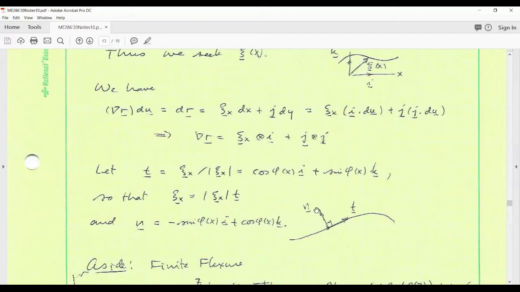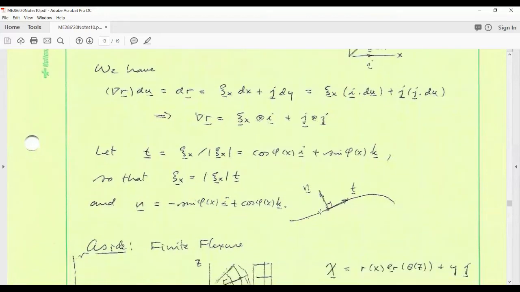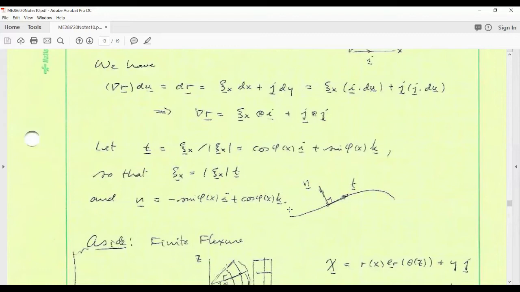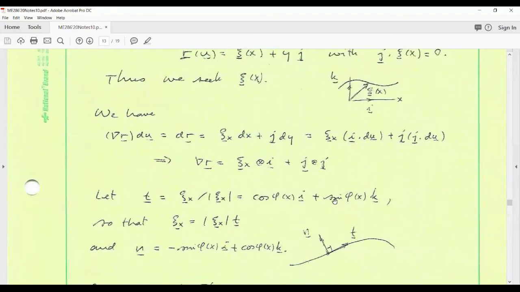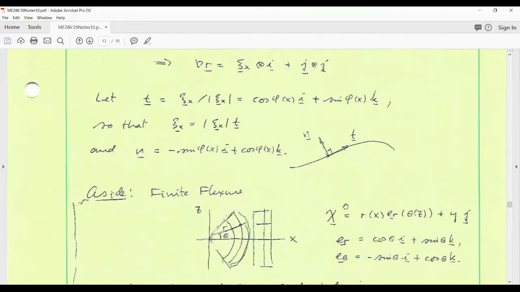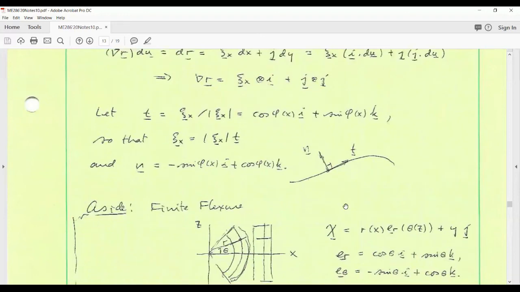The normal to the surface, which we discussed before, we obtained using the Piola-Nanson formula. The normal is just this in terms of the same angle phi. This is k cross t, n is k cross t. Sorry, actually it's minus j, coming out at you, cross t, not k cross t. Okay.